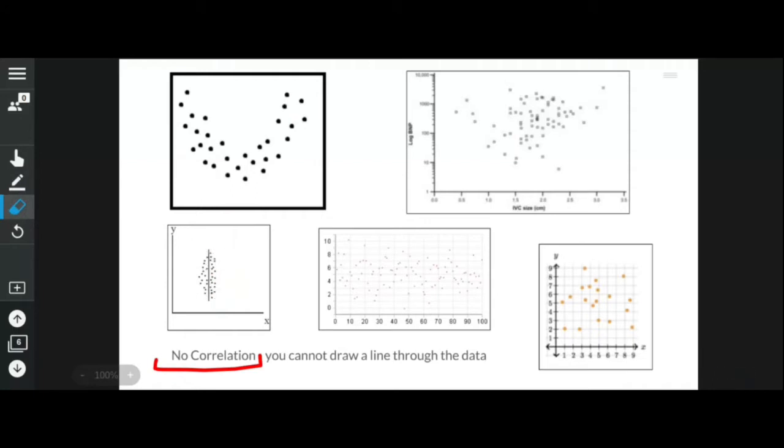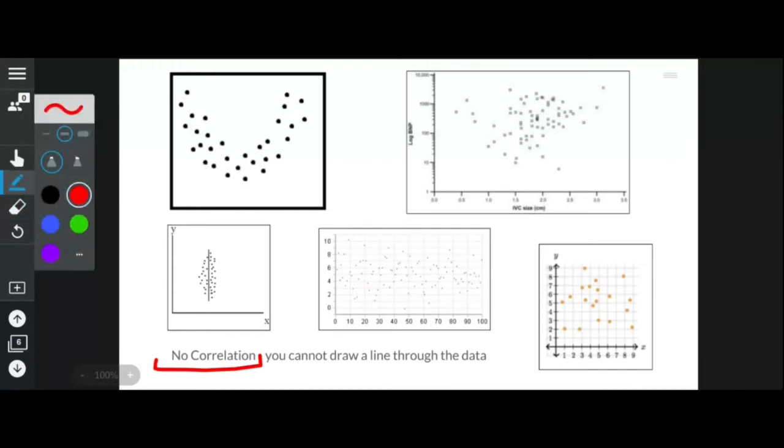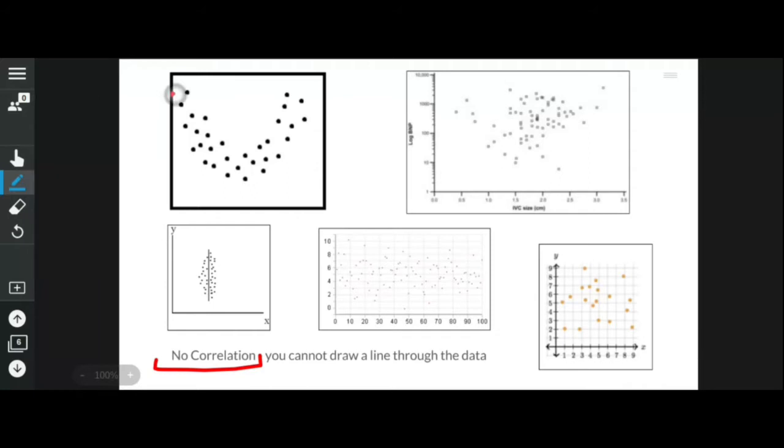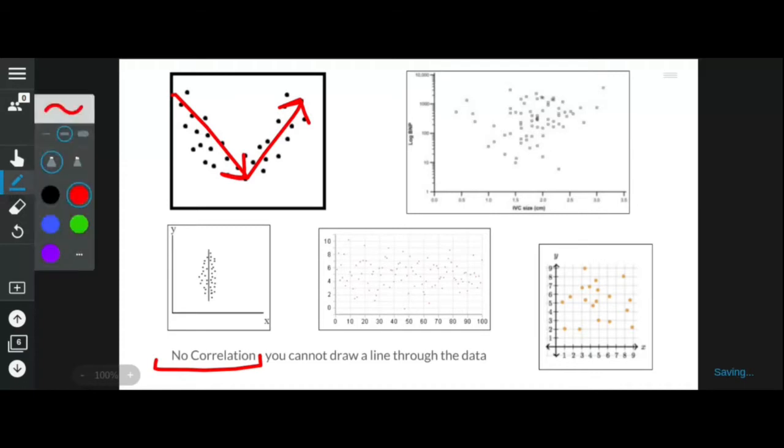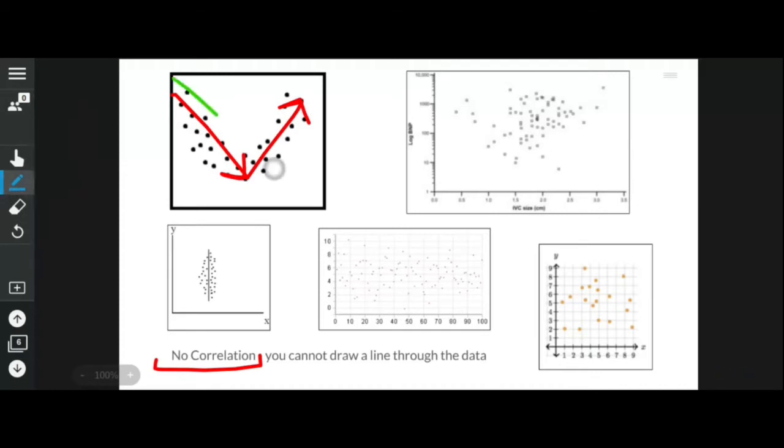So that's no correlation. See these dots? These dots go down and back up. You can't have, and listen very carefully because this is always a trick problem on multiple choice tests, you can't have a positive and negative slope. You can't have both positive and negative. So this is a no correlation because you can't say, oh, it's definitely just a positive or it's definitely just a negative. You can't do that.